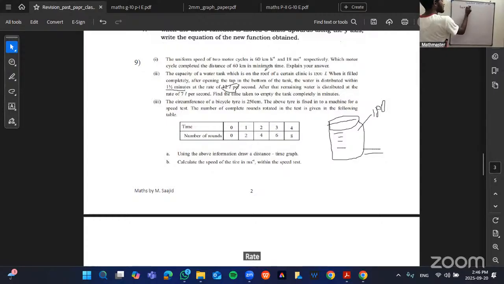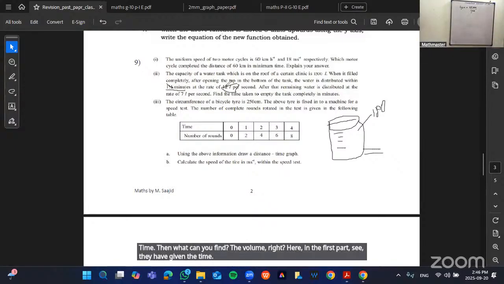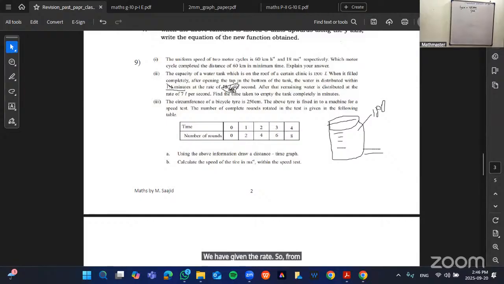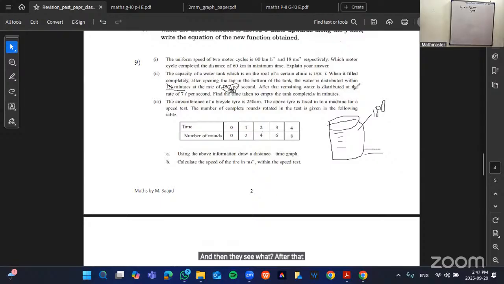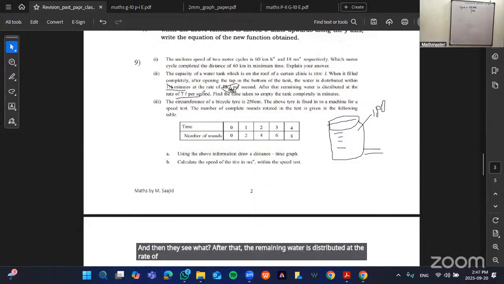Rate equals volume over time. This is the equation for rate, for volumetric rates, right? Volumetric rates, volume over time. They have given the rate, they have given the time. Then what can you find? The volume, right? Here in the first part, they have given the time, they have given the rate. So from these two itself, you can find the volume which was displaced. And then they say what? After that, the remaining water is distributed at the rate of 7 liters per second. Here also they have given the rate.